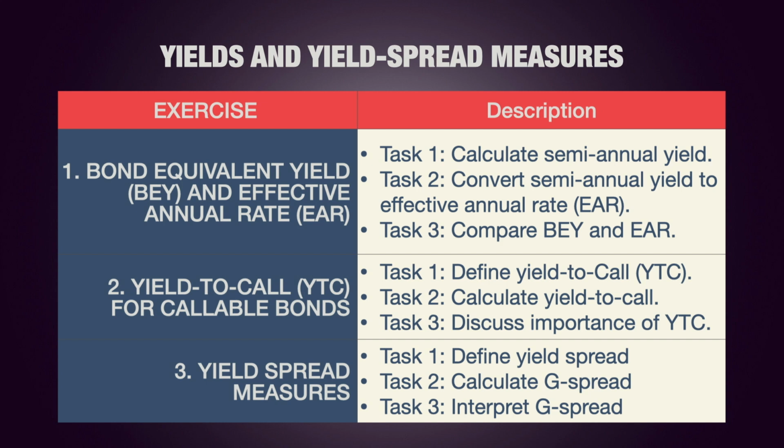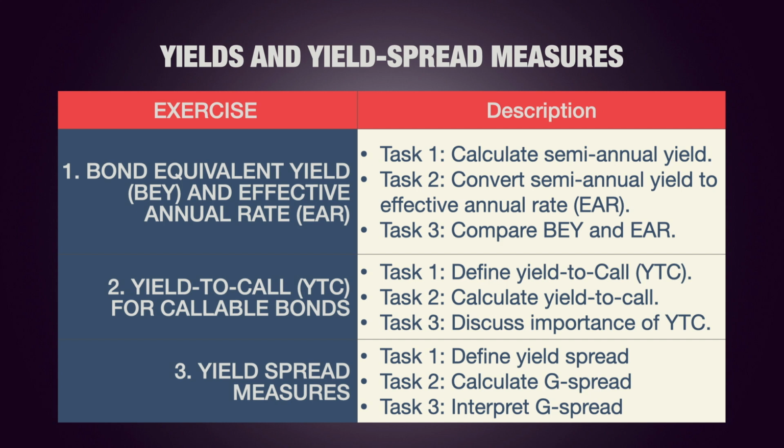For exercise 2, task 1 is to describe what yield to call represents for callable bonds. Task 2, given a callable bond with a face value of $1,000, a coupon rate of 5%, a market price of $1,050, and a call price of $1,020, callable in 3 years, calculate the yield to call. Task 3 is to explain why yield to call is important for investors holding callable bonds.